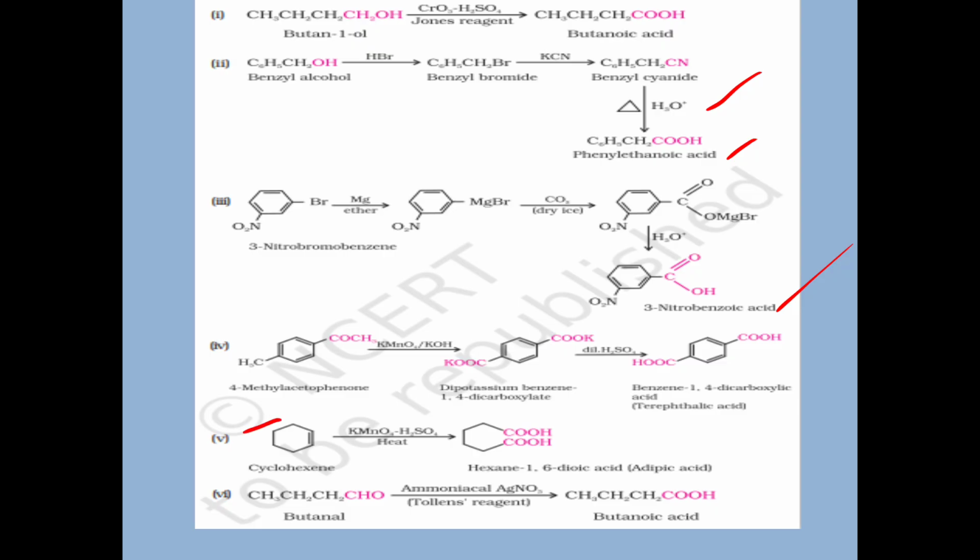KMnO4 here will oxidize the alkene group first into dialcohol, then dialcohol will be oxidized into dicarboxylic acid. It is adipic acid. Butanal in presence of ammoniacal AgNO3, which is Tollens reagent, will be converted into butanoic acid.